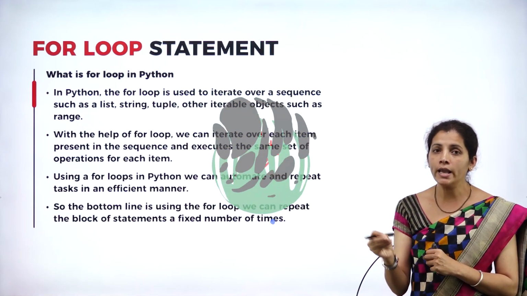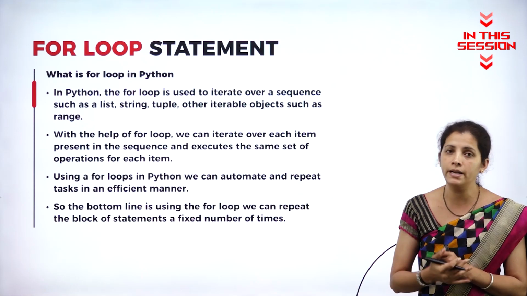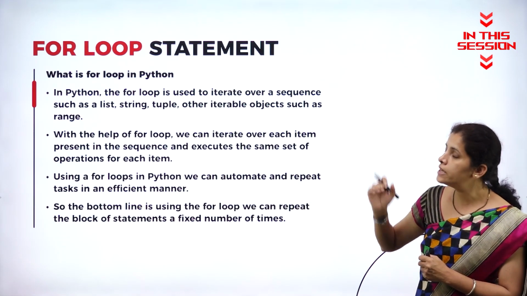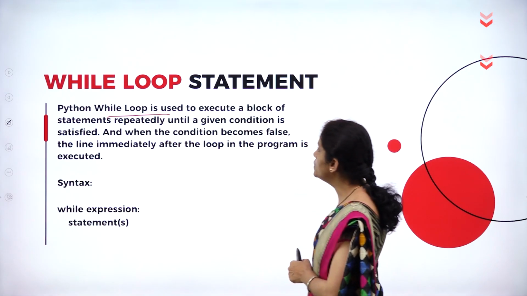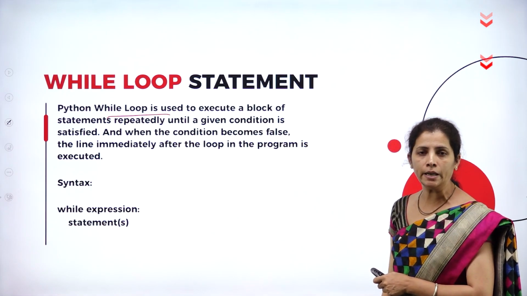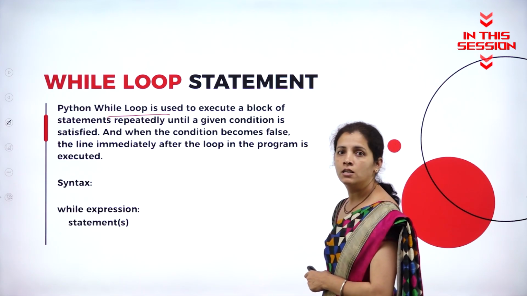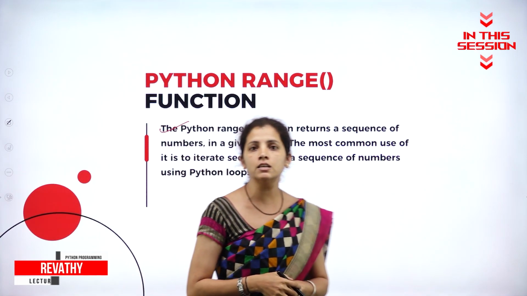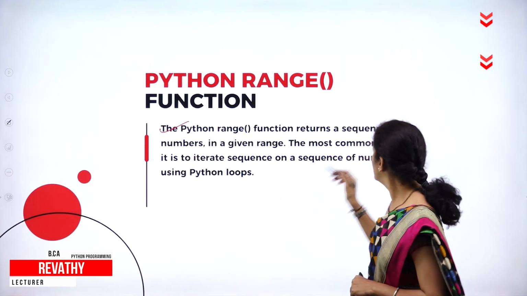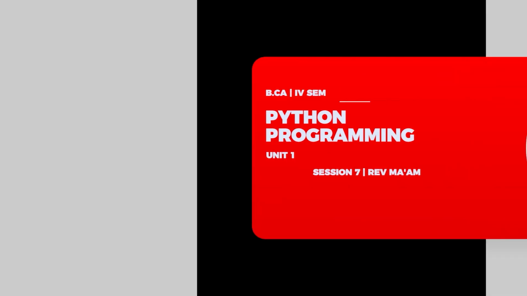When I know in advance how many times I want to repeat the statement, that time I'll use the for loop. Python while loop is used to execute a block of statement repeatedly until a given condition is satisfied. The Python range function returns a sequence of numbers in a given range.